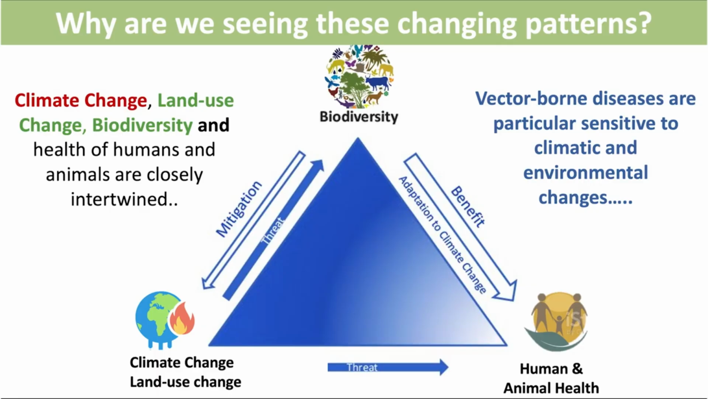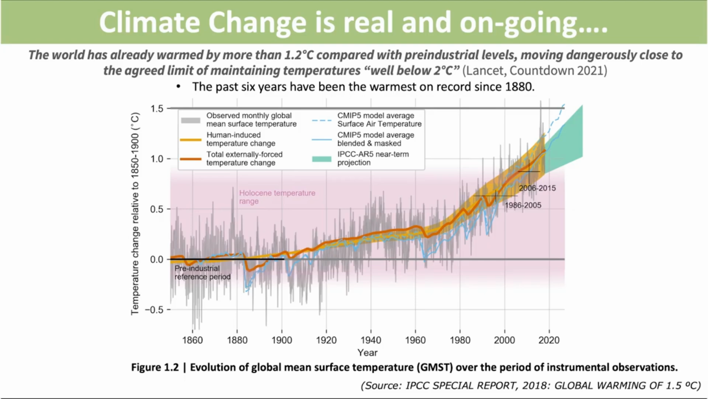However, vector-borne diseases are particularly sensitive to climatic and environmental changes because they have or need this vector, this invertebrate, that's very sensitive to changes in temperature, precipitation, or in general to the habitat in which they are existing. And that is part of the explanation for why we are seeing these changing patterns, because climate change, as I'm sure you know, is real and it's ongoing. We know that the temperature has already risen about 1.2 degrees Celsius since the late 19th century. And most warming has occurred in the past 35 to 40 years.